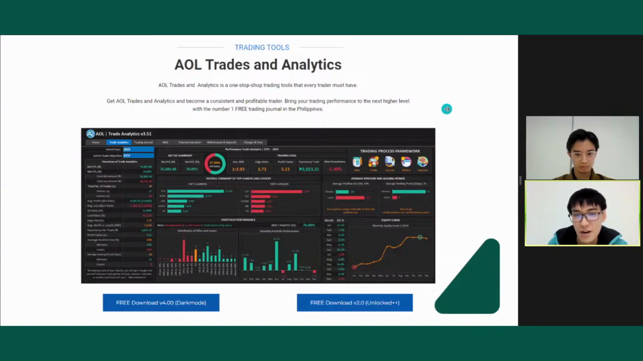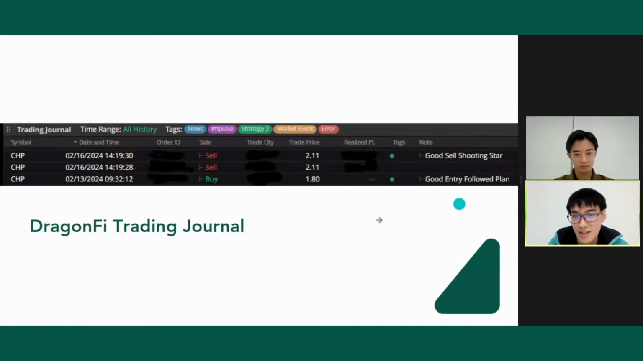First, this is the trading journal that I personally use, AOL Trades. For me, they have good analytics and visualization. So if you guys want to look at a free trading journal, you can look at AOL Trades. It's free to download. But for others who are not really into the visualization and the trading statistics, you can also use the DragonFi Trading Journal, which is one of the widgets in your DragonFi trading platform.